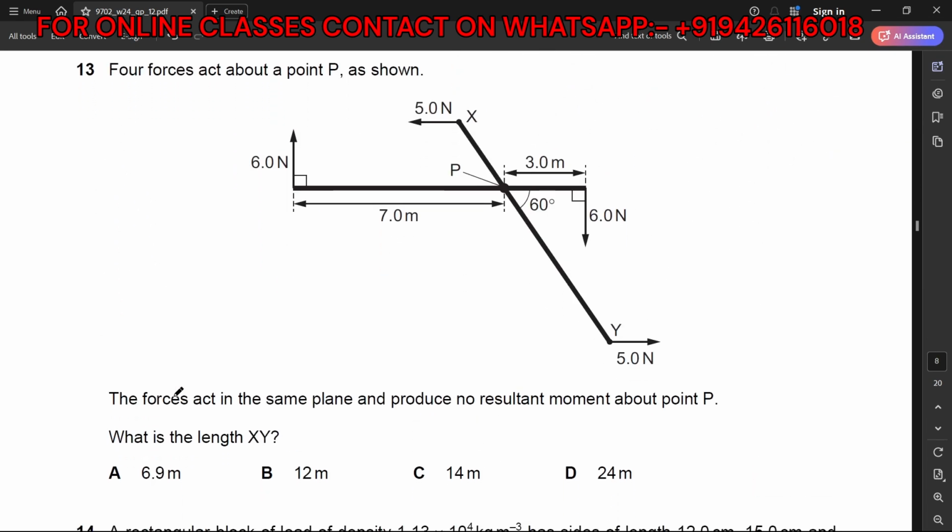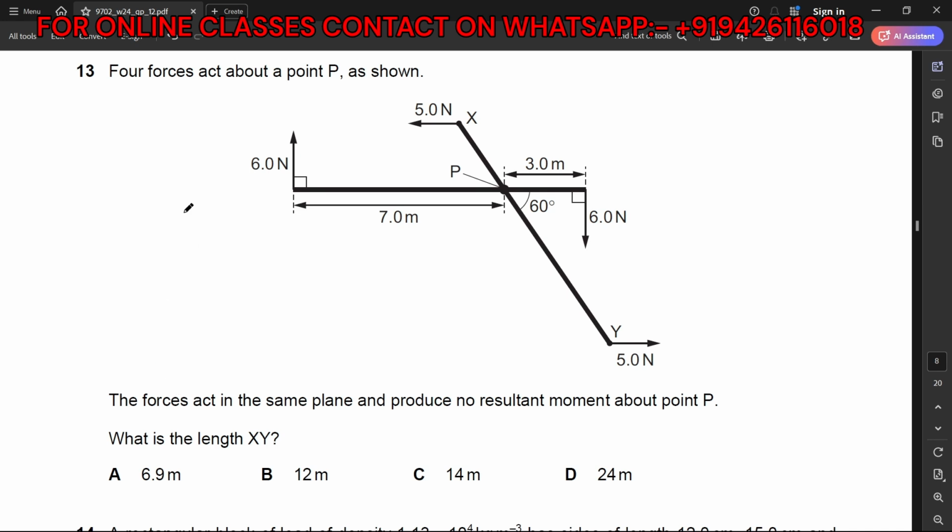Now going to question 13. Four forces act about a point P. The forces act in the same plane and produce no resultant moment about point P. So net moment is 0. And in that case, we need to find the length of XY. So this is X, this is Y. We need to figure out this whole length. Let's assume that this middle part is equal to L, and therefore this whole part will be XY, and if we take away the L, we'll be getting this part. So that will be XY minus L.